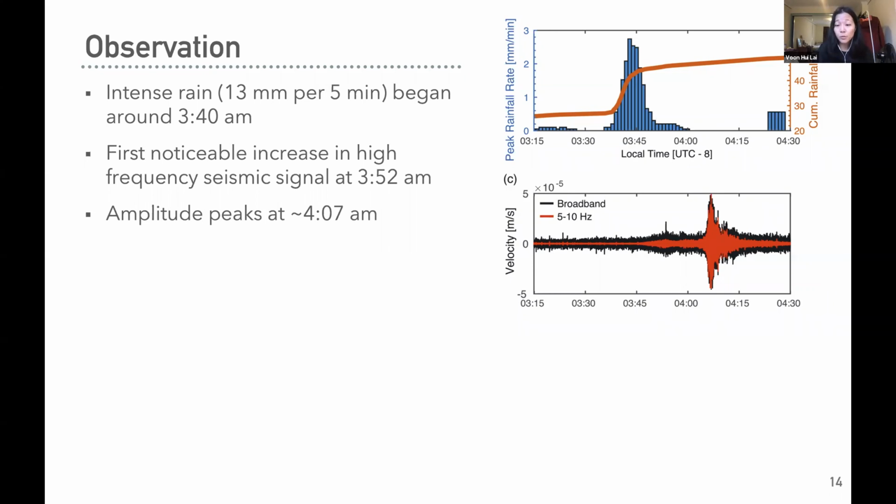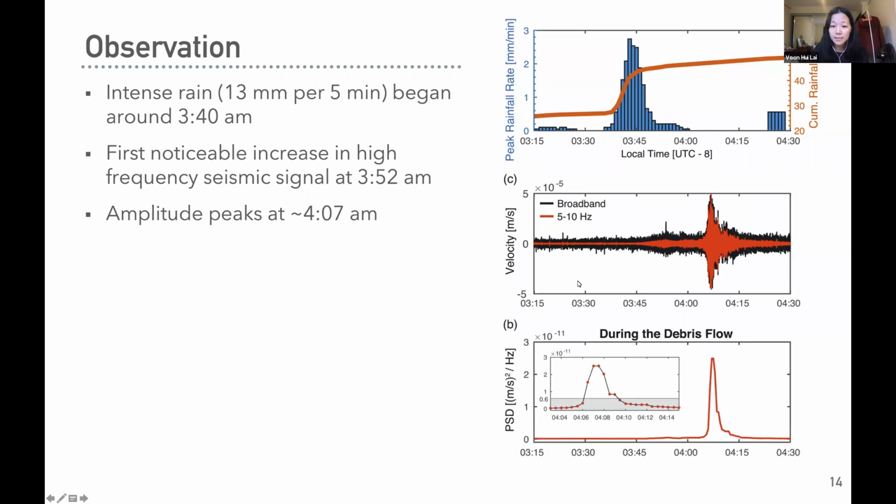And soon after the rainfall, we first noticed that there is an increase in amplitude shown by the seismogram in broadband in black and filtered at 5 to 10 hertz, which is in red. And plotting this in a different manner, where we look at the power spectral density at 5 to 10 Hertz, which measures the seismic power given the frequency, we can see that the amplitude peaks around 4:07 a.m. and quickly subsides.